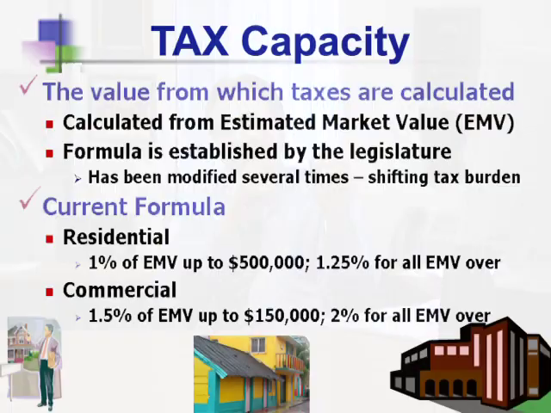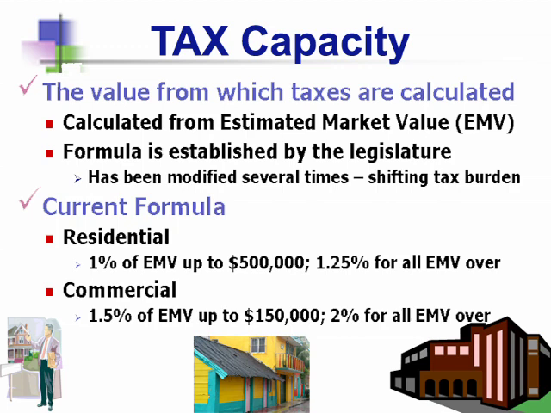Now, in Minnesota, market value creates tax capacity by a formula determined by the legislature. And that changes from time to time. But right now in Minnesota, it's a fairly simple one. And for Richfield, it's especially fairly uncomplicated because most homes in Richfield have a market value of $500,000 or less. And that's where the formula breaks. So here's how it works.